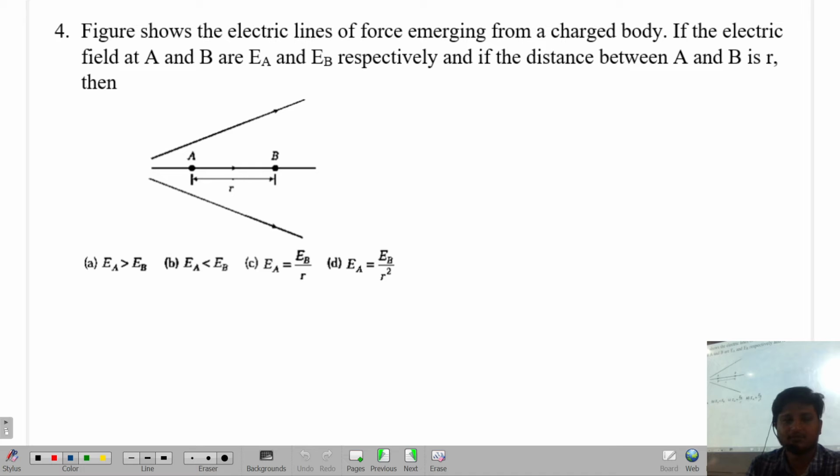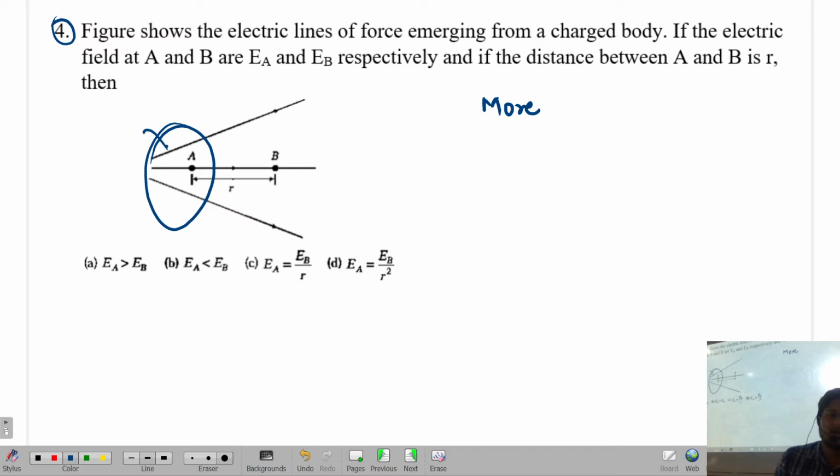Okay. Question number 4. Solve this. What is the answer of it? Okay. Simple problem, yes or no? What is the rule? More electric field lines, more intensity of the electric field. So in this region, what is there? Number of electric field lines are used as compared to this region or not? Tell me yes or no?